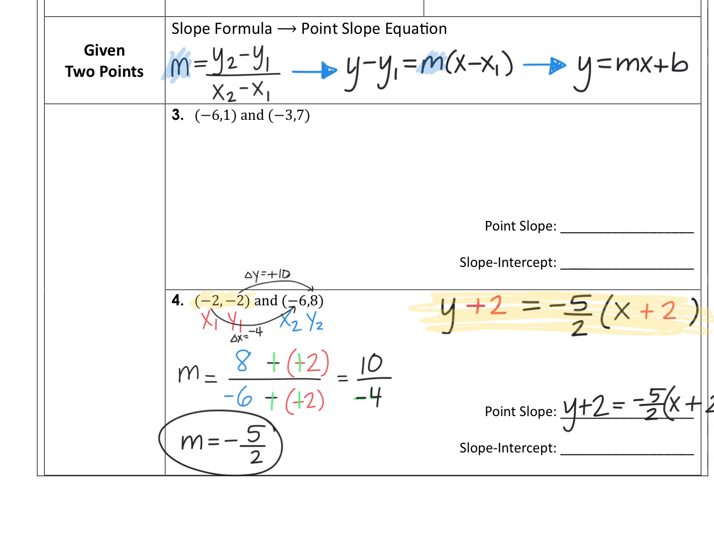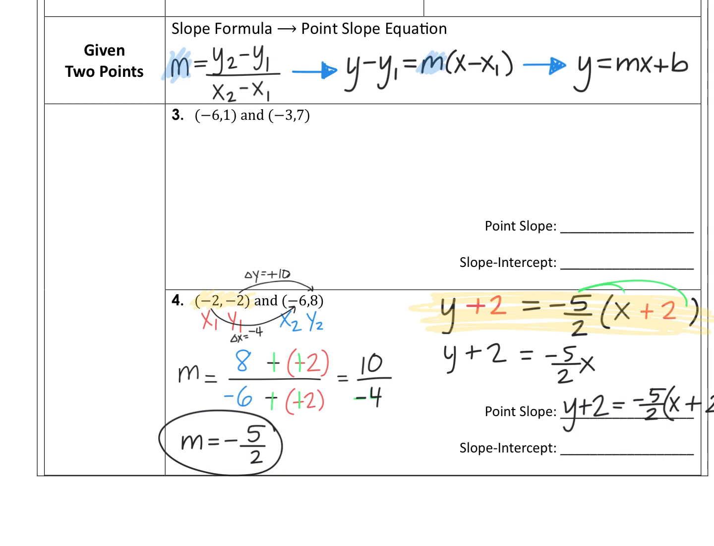Now, how would I get this in y equals mx plus b? You distribute and solve. So we're gonna, yes, just distribute like you would any other equation. We're trying to solve for y. So -5/2 x. You always have my blessing. If you don't want to actually do this part in your head, -5/2 times 2, you can use a calculator. I don't care. Every calculator has a fraction button.